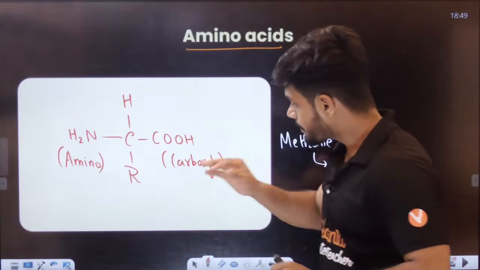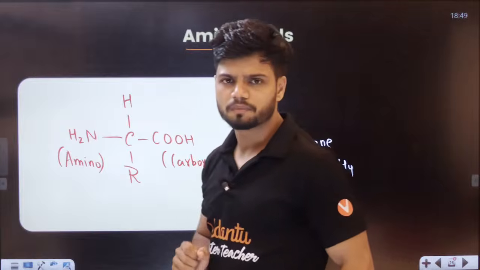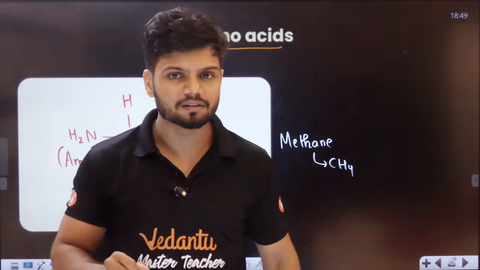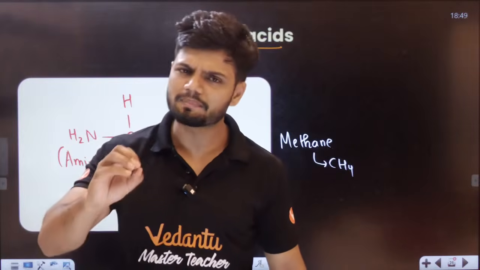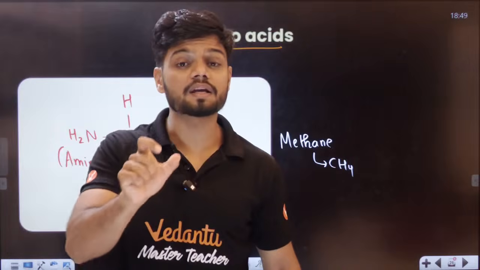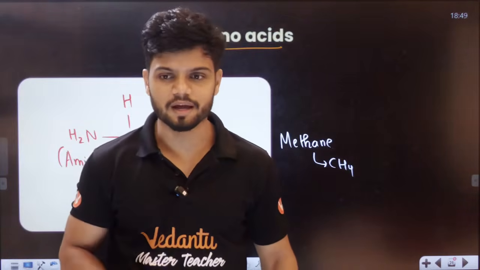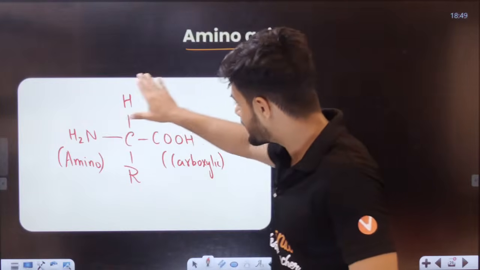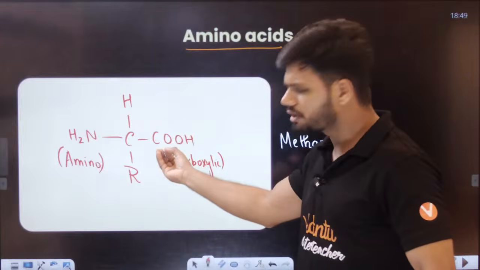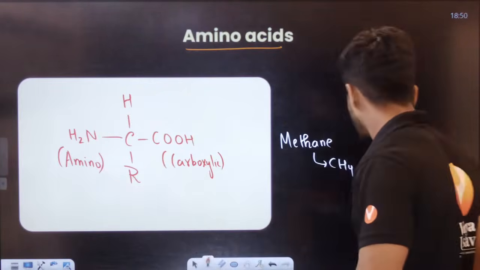Now, this R can be anything. This R can be hydrogen. This R can be hydroxymethyl. It can be methyl. It can be ethyl methyl. It can be anything, right? Now, depending upon what this R is gonna be, there are different amino acids. Okay. Now, this is called as a basic framework, students. In this basic framework, you just have to replace the R right now. Let me give a few examples.